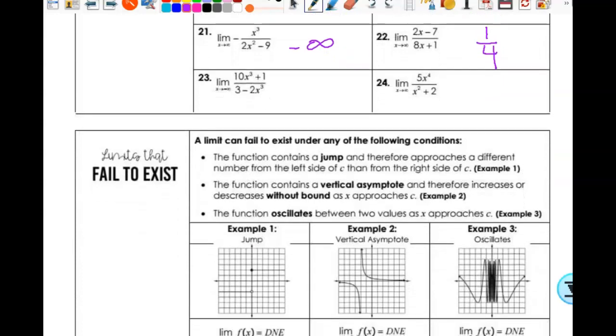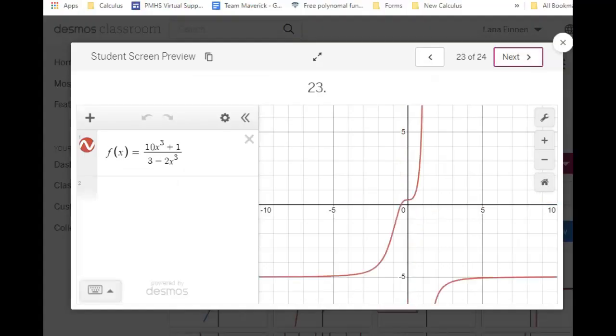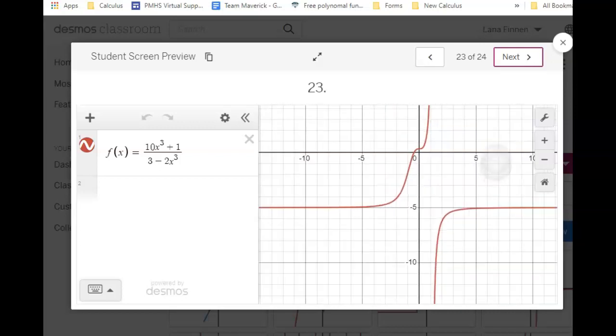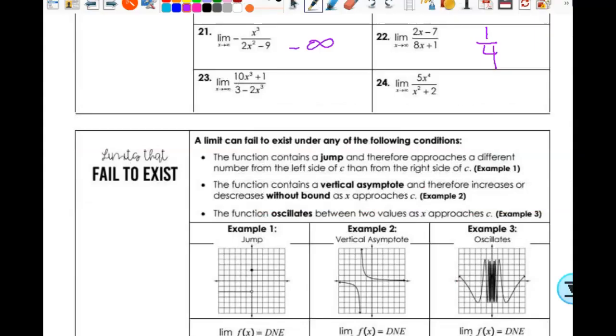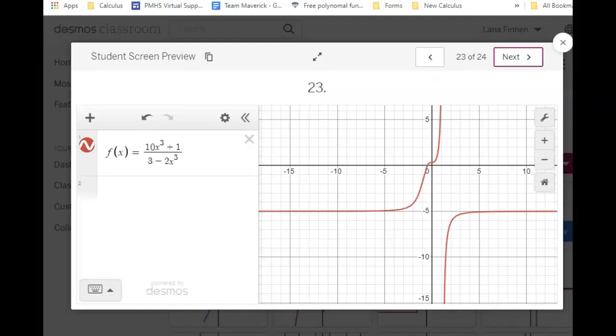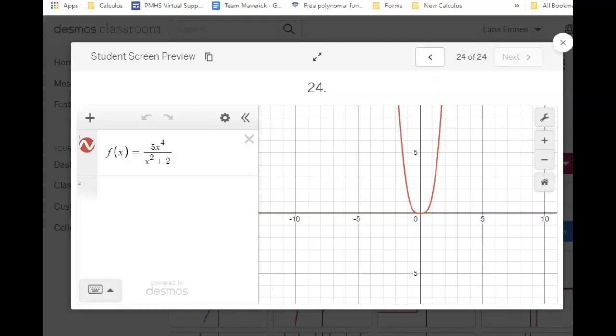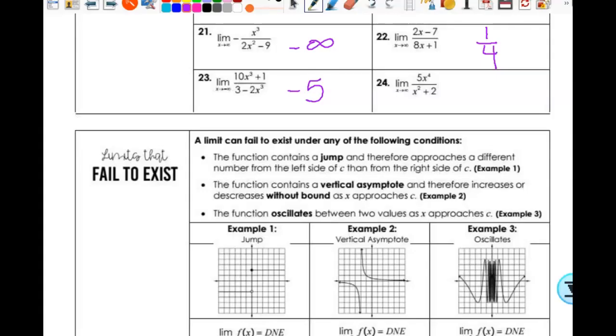Okay. All right, number 23, x approaches -infinity. So as x approaches -infinity, what do you think your function is approaching? -5. Okay, good job. That's a funky little graph there. -5. All right, and then last one before we talk when they fail to exist. We're going to look at as x approaches infinity. So as x approaches infinity, what does the function approach? Infinity. And look at this function that we have here. This is top heavy, but when we take the ratio of those leading terms, we get x squared, so the end behavior should model a quadratic, which it does, and your answer is infinity.